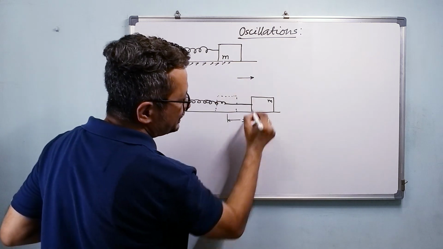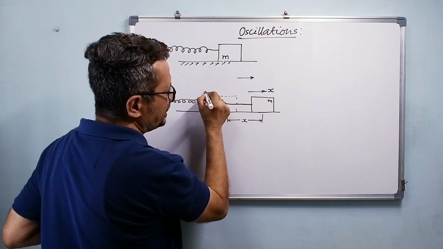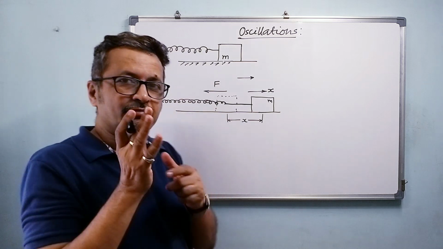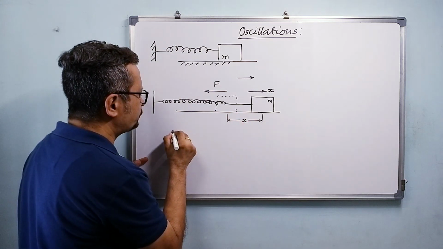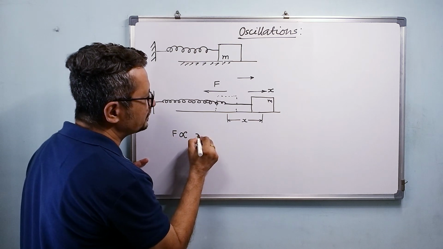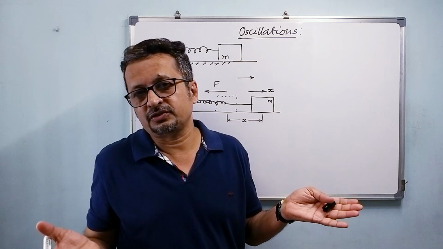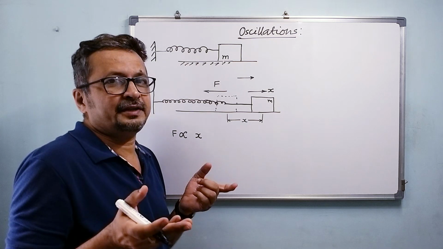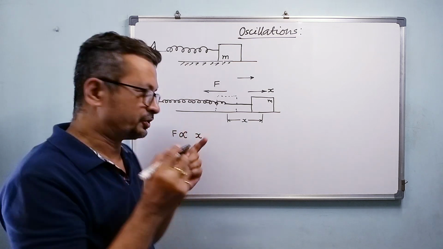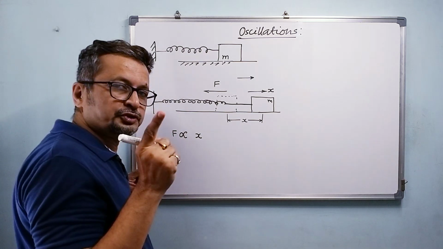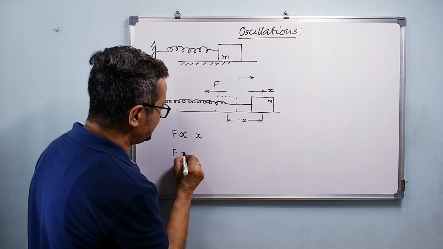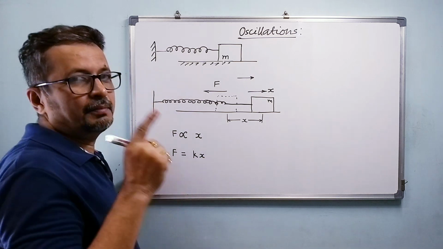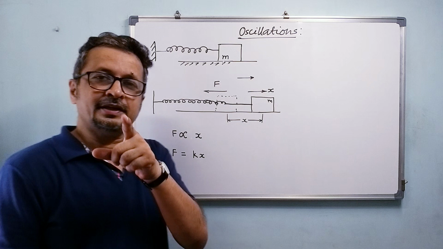My displacement is in this direction, x, and my restoring force, F, is in the opposite direction, and as we rightly visualize, we find that this force is proportional to the displacement. Greater the displacement, greater is the force. Correct. Now I have a proportionality sign here, but I don't want that sign. I want an equal to sign, I want an equation. So I'll introduce some constant of proportionality here, and then my equation becomes F is equal to K into X.